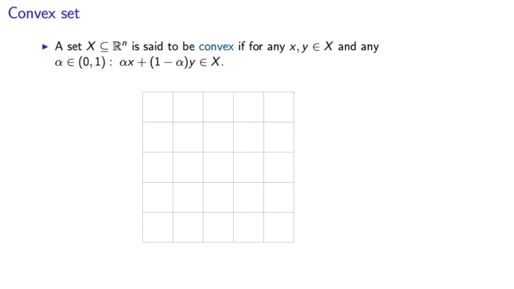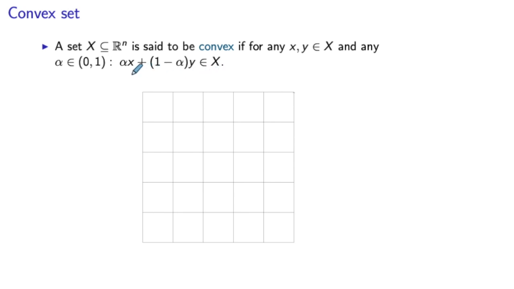First, we define it algebraically, but it's really motivated by geometry, and we'll illustrate the geometrical meaning of it in a minute. But here is the algebraic definition. We call a set X convex if for any pair of points X and Y from this set, and for any scalar alpha between 0 and 1, we have this combination that we call the convex combination of X and Y also belongs to the set X.